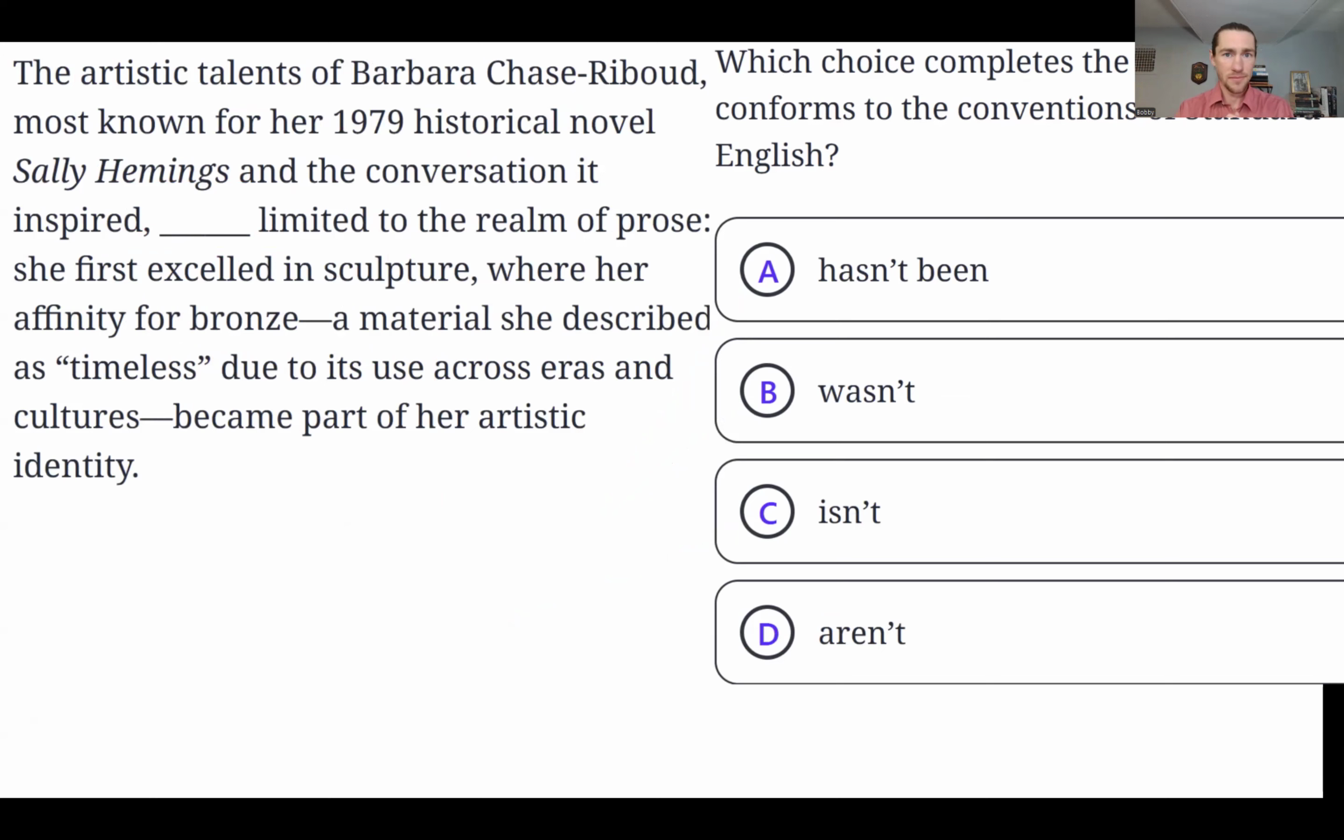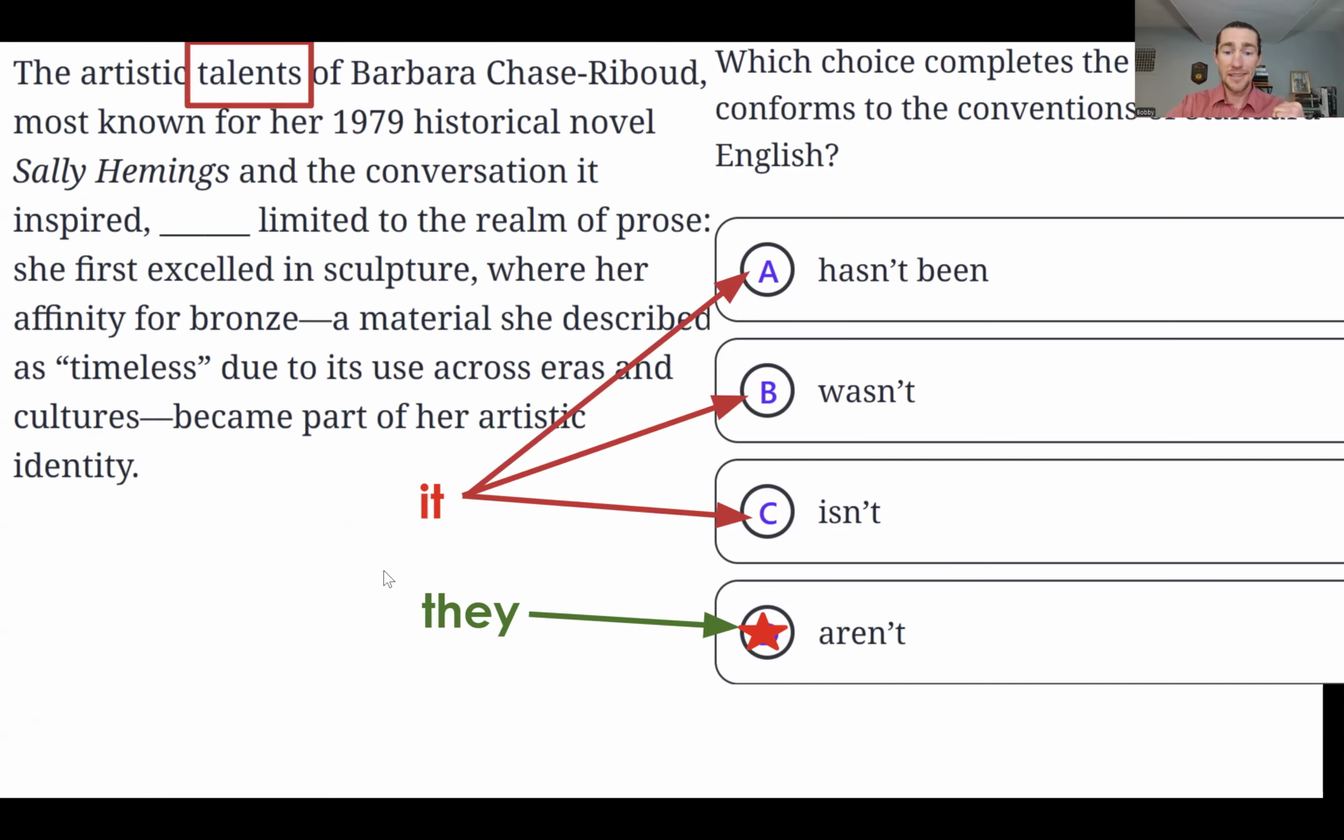Here's another question. Let's test with the word it and the word they to our four choices. It hasn't been. That works. It wasn't. That works. It isn't. That works. It aren't. No, we would not say that. They hasn't been? No. They wasn't? No. They isn't? No. They aren't? Yes. It worked with the first three. They worked with the last one. Therefore, the answer is the last one, because that's the one that worked with one.